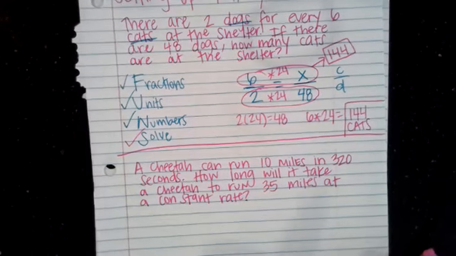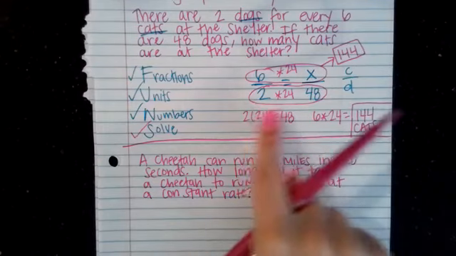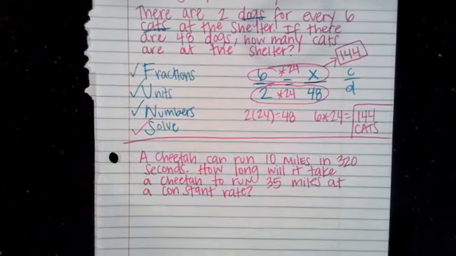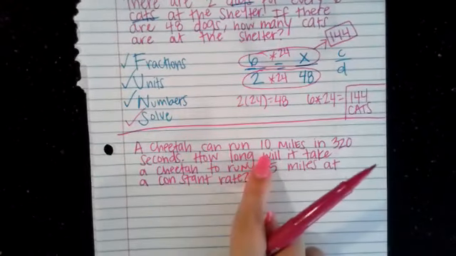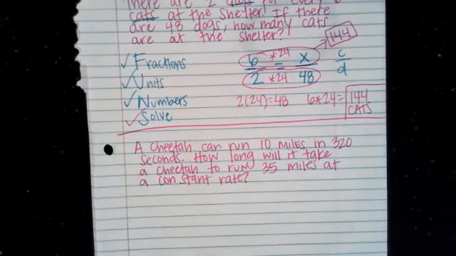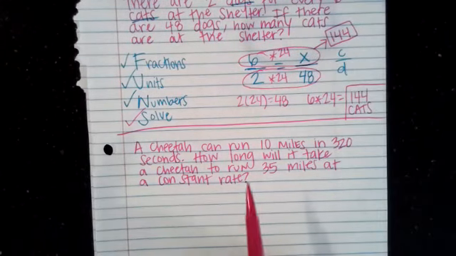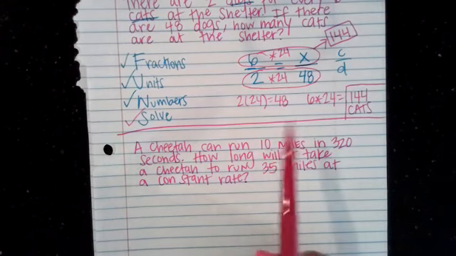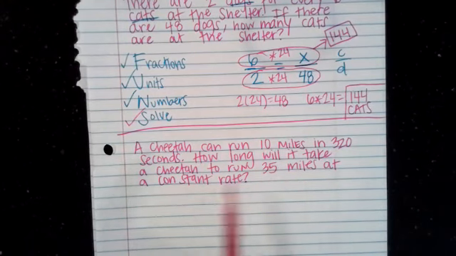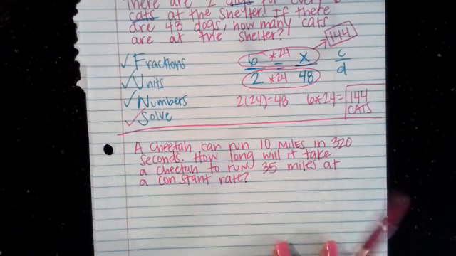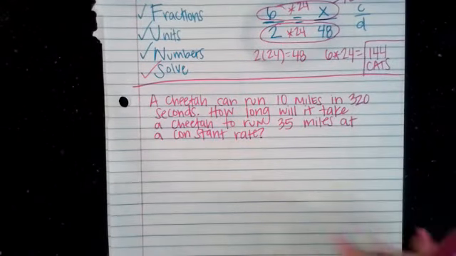So again, I am going to set up two equivalent rates to each other using the FUNDS method. This is a rate because we are not working with the same units. In the first example, we were comparing two kinds of animals. In this case, we're comparing two totally different types of measurement. We're comparing a measurement of length, miles, to a measurement of time, seconds. So that's what makes it a rate problem.